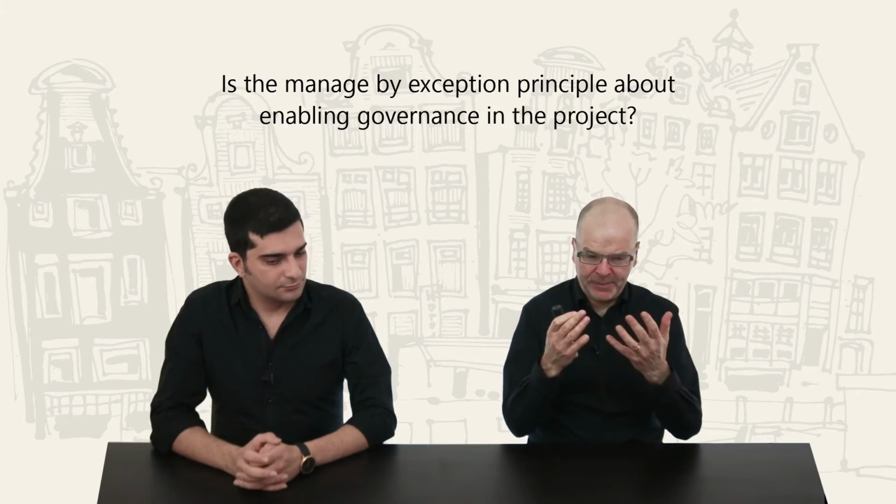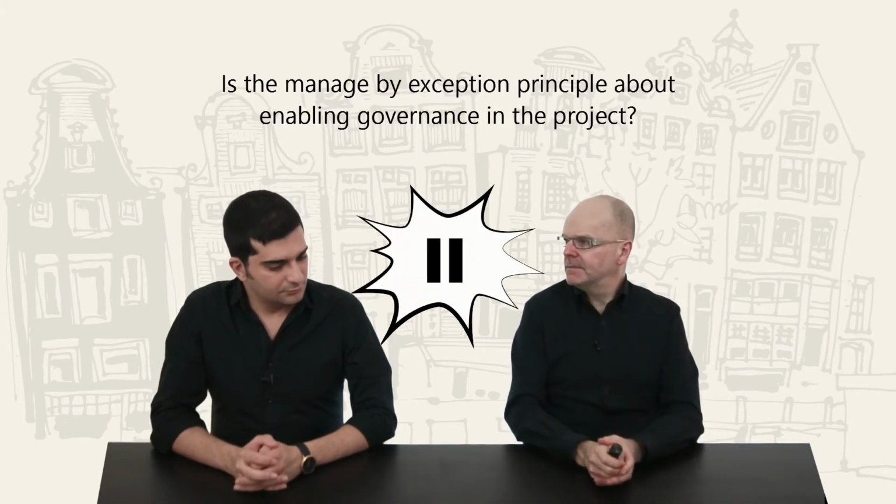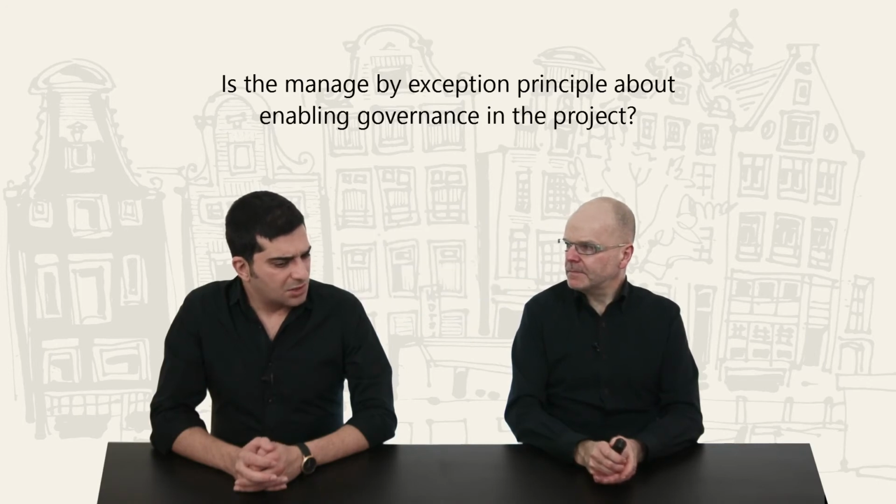Good. Now the next principle is the exception one. It's managed by exception. So here the project manager believes that the managed by exception principle is all about enabling the appropriate governance in the project. Does that make sense, or does that seem right? It has a lot to do with governance.